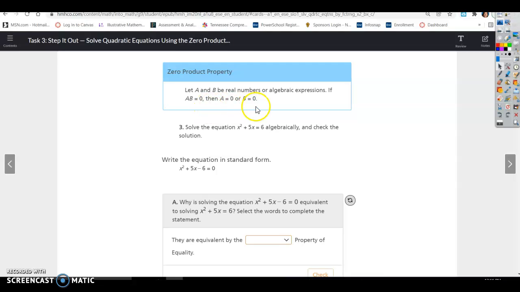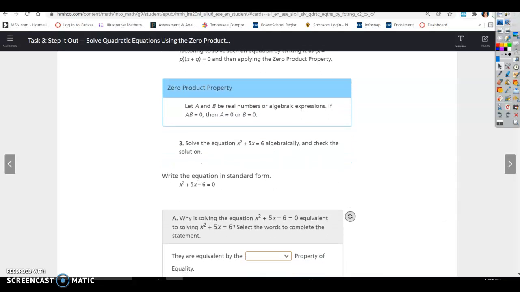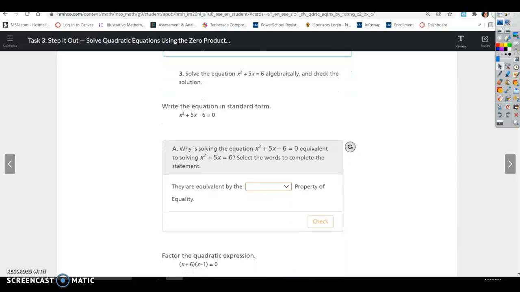All right, so using the zero product property, we're going to solve this equation. So you're going to see how factoring makes this easier to solve. So it says, why is solving the equation x squared plus 5x minus 6 equals 0 equivalent to solving x squared plus 5x equals 6? All right, so if we have this equation to start with, and then we subtract 6 to the other side, we're just using the subtraction property here.